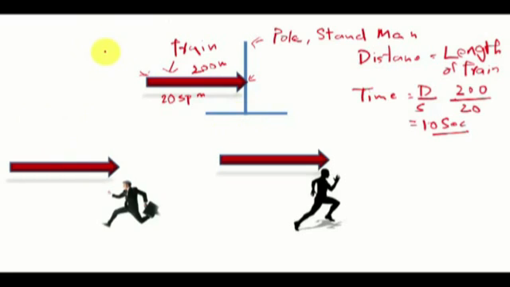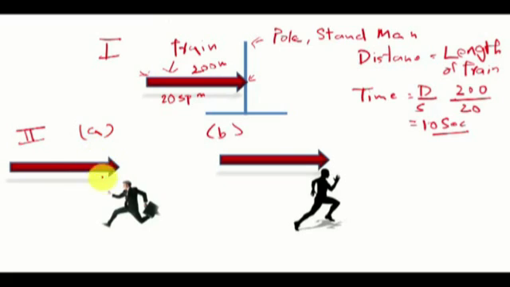Let's come to the second case. What if a train is crossing a running man? If the train is crossing a running man, then there are two possibilities. A, it's crossing a running man in the opposite direction. The man is running in the opposite direction to the train. B, the man is running in the same direction as the train. Okay. Now, what happens? Let's take A, the first one.